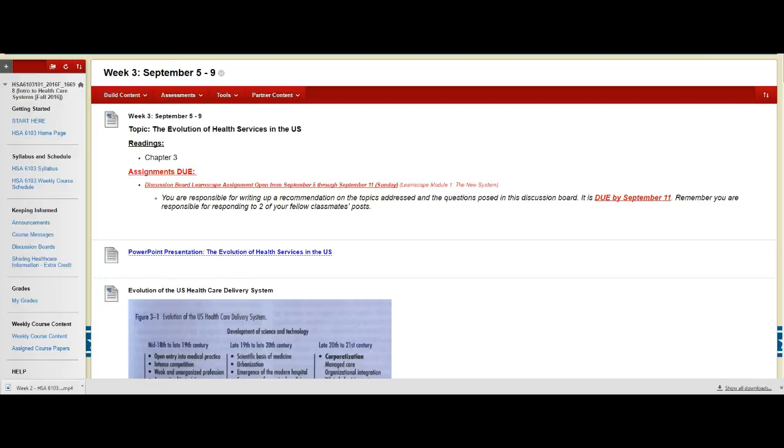Now you've already written your assignment post. So for this specific assignment, you'll be putting together a recommendation, after you go through the LearnScape scenario titled The New System, which just to make sure we're all on the same page, the LearnScape scenario or the LearnScape learning tool is not the Navigate that comes along with your textbook.